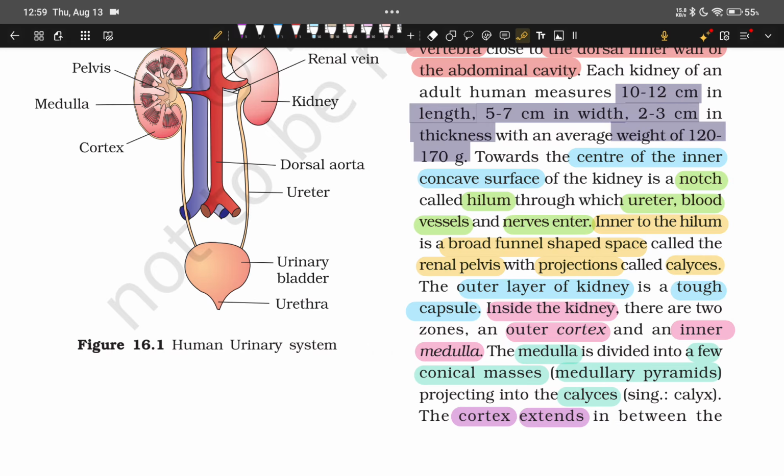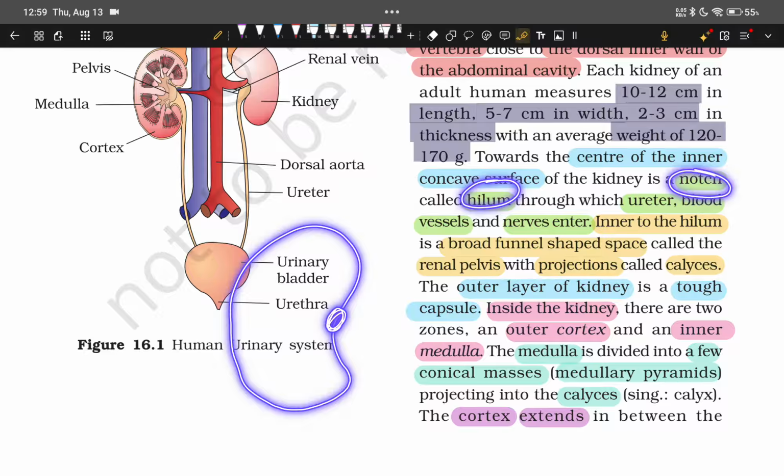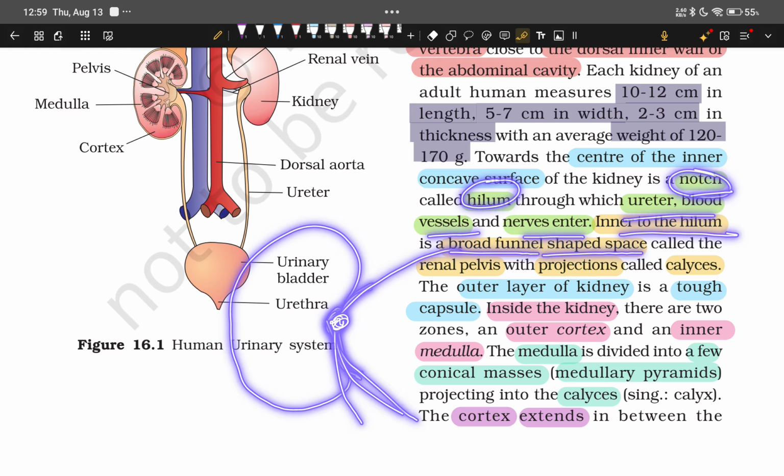Now, talking about these statements, which are very important to understand the section of kidney. Towards the center of the inner concave surface of the kidney, there is a notch called hilum. For example, this is a kidney. Towards the inner concave surface, we have a notch. This is called hilum, where ureter, blood vessels, and nerves enter. This is a notch which is called hilum. Now inner to the hilum, we have a broad funnel shape which is the renal pelvis, with projections called calyces.